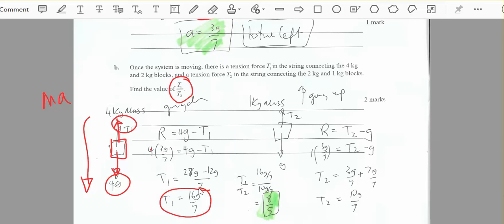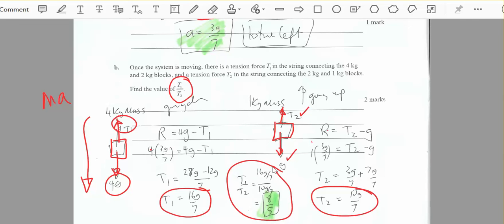Then I looked at the 1 kilogram mass sitting in isolation, and I've got the resultant force which is going up is T2 minus 1g. Replace the resultant force with mass times acceleration, I get this. Then I can get a fraction for T1 on T2, it's 8 on 5.